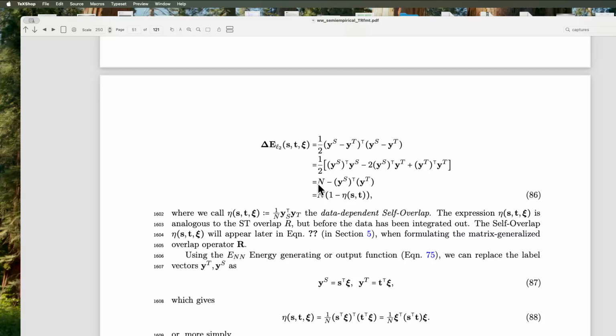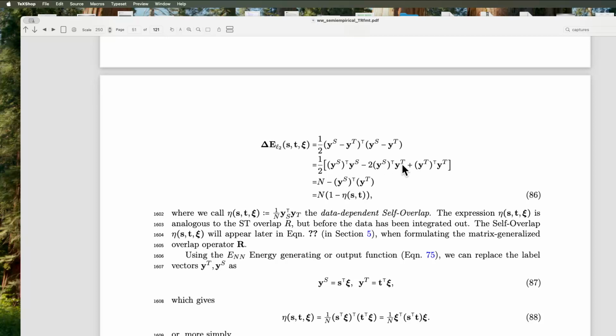This just becomes n minus y. So now we have a 1/2, which cancels the 2. We just pull this middle term out and we have this term called n, which is just the overlap. N is just this s transpose s plus t transpose t times 1/2. So that's just normalization of the vector. And so we get n times 1 minus eta, where they're vectors.